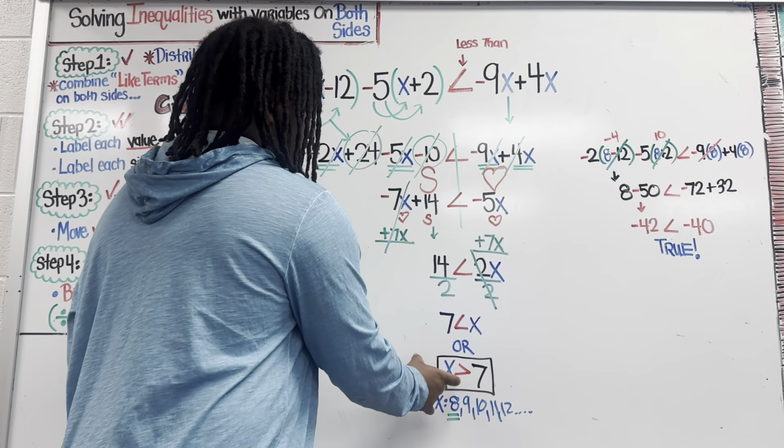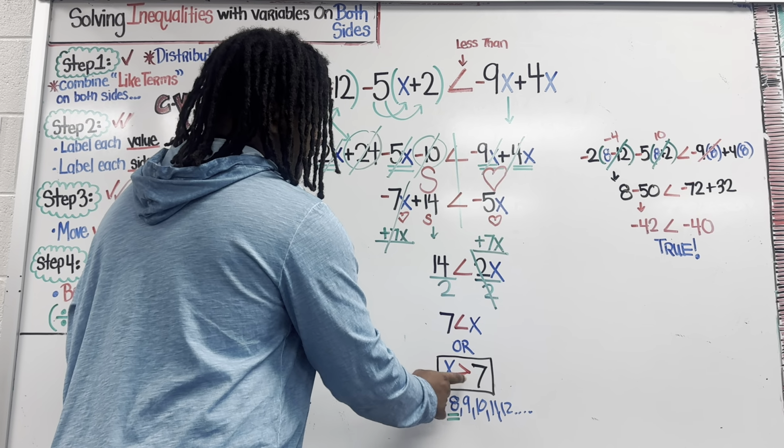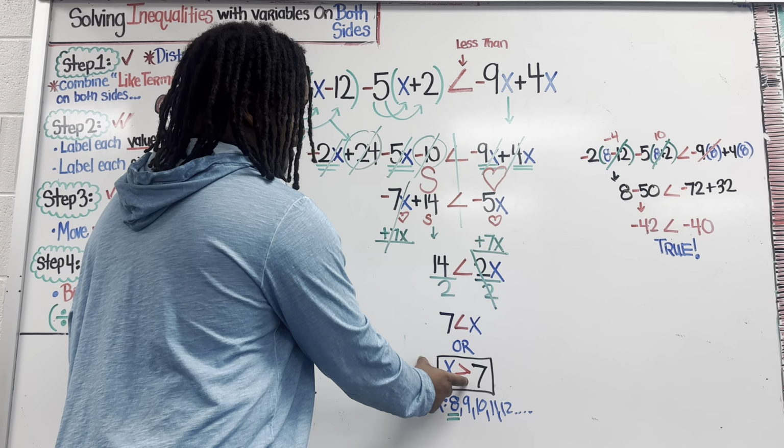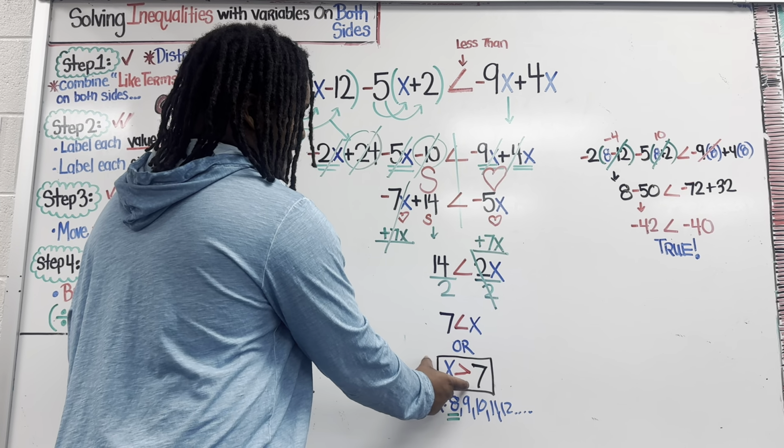x has to be greater than 7. Any number that's greater than 7, x could be. So x could be 8, it could be 9, it could be 10, it could be 100, it could be 2,000. Whatever number is greater than 7, that's what x has to be in order to make this true, okay?